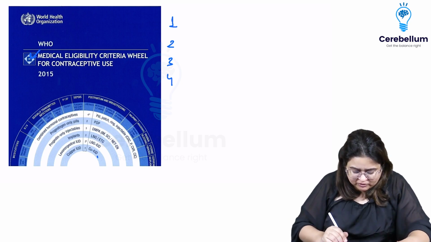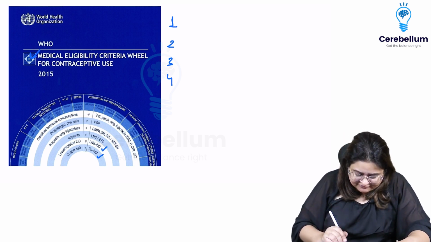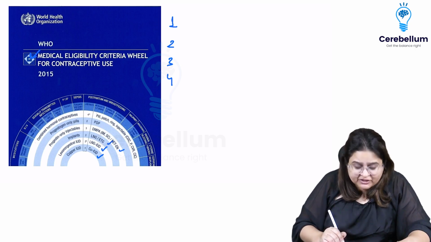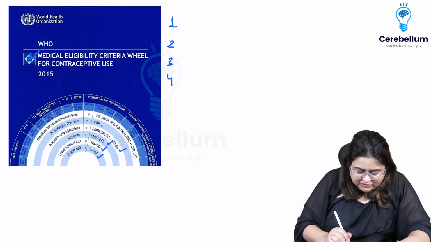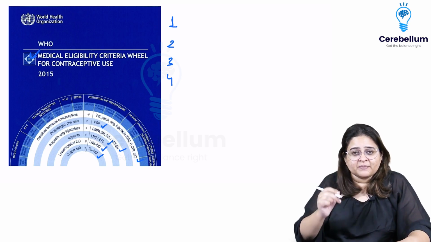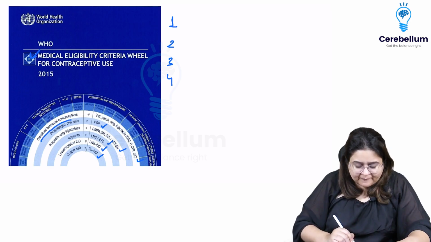What are the contraceptive methods? There are 6 contraceptive methods which have been described in this wheel. If you look here, you have the copper IUCD, you have the LNG IUCD, you have the implants, the progesterone implants, you have the injectable progesterone, you have the progesterone only pills, and you have the combined contraceptive methods, the ring, the patch, the pill, or combined OC pill, the estrogen plus progesterone combined methods.